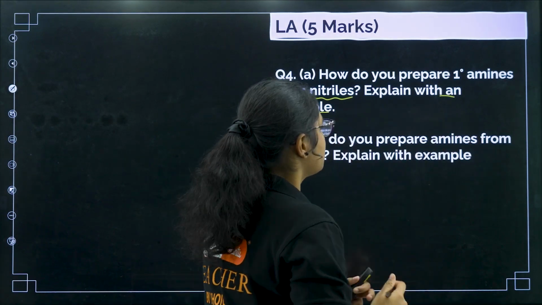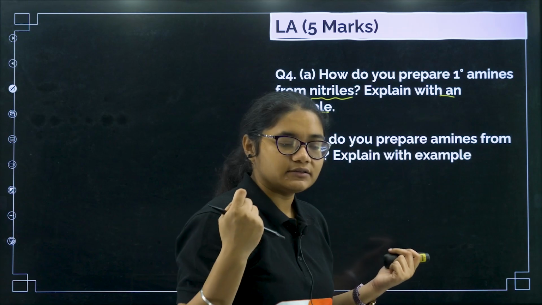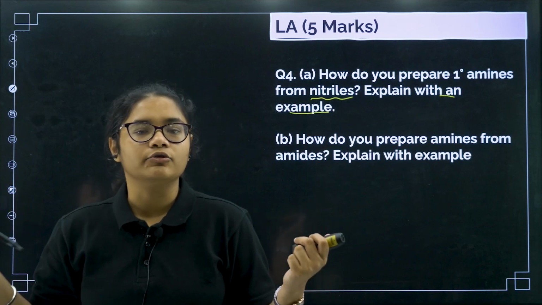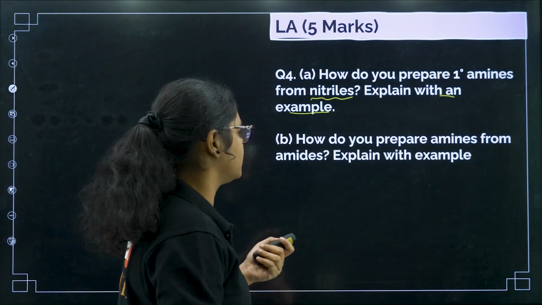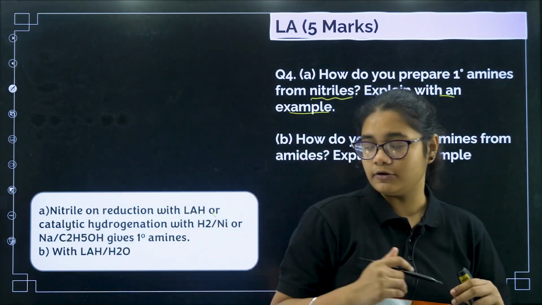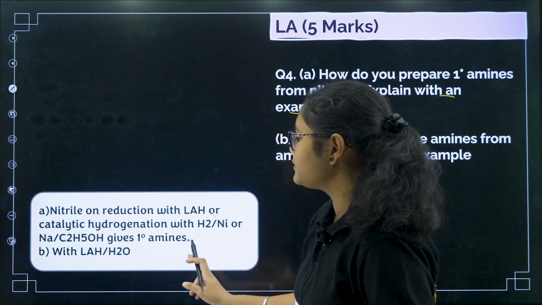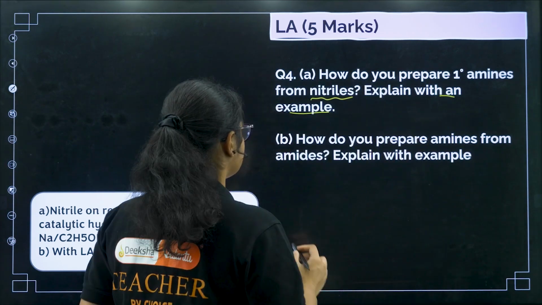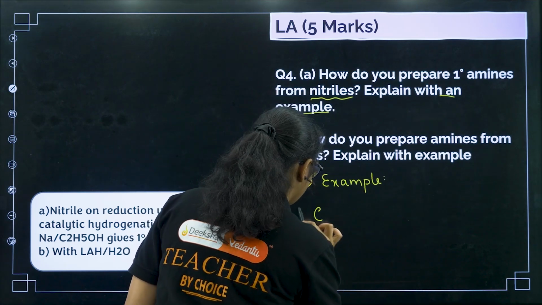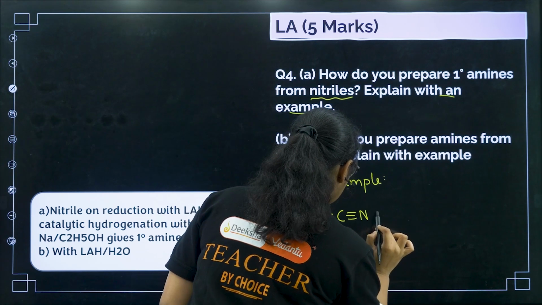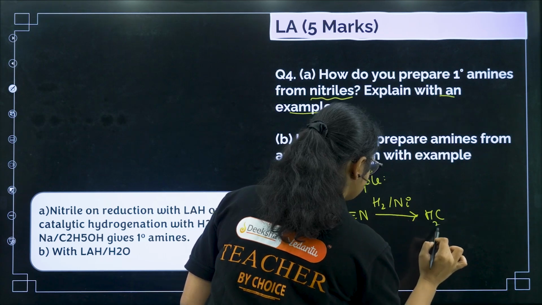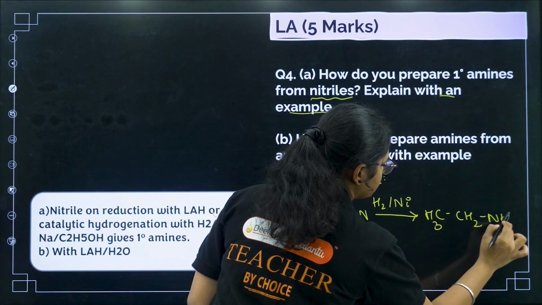Explain with an example. So primary amines can be prepared from nitriles by using 3 reagents: LiAlH4, sodium amalgam and ethanol, or hydrogen and nickel, right? You can write anything and write one example for that. So nitriles on reduction with LiAlH4, or catalytic hydrogen with hydrogen and nickel, or with sodium and C2H5OH can give you primary amines. For the example, I'll take CH3, C triple bond N, and treat it with hydrogen and nickel, so I will get CH3, CH2 and NH2.